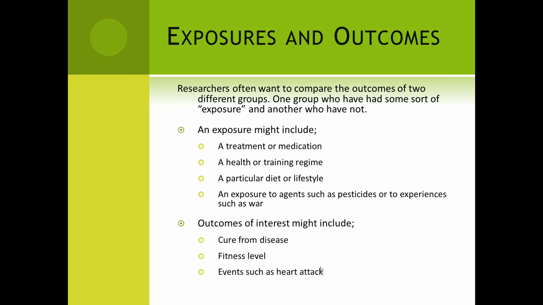Okay, so now let's focus on exposures and outcomes. So often in research, the researchers want to understand what the outcomes are for at least two different groups. One group potentially who have had some sort of exposure or treatment, and another group who haven't. So an exposure might be something like a new treatment or medication. It could be a training regime, a particular diet or lifestyle, or even exposure to things like pesticides, or even experiences like the experience of war.